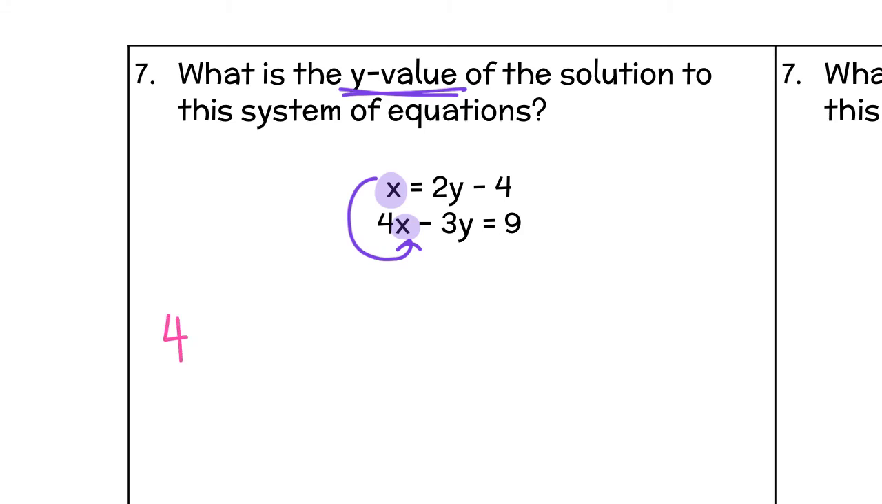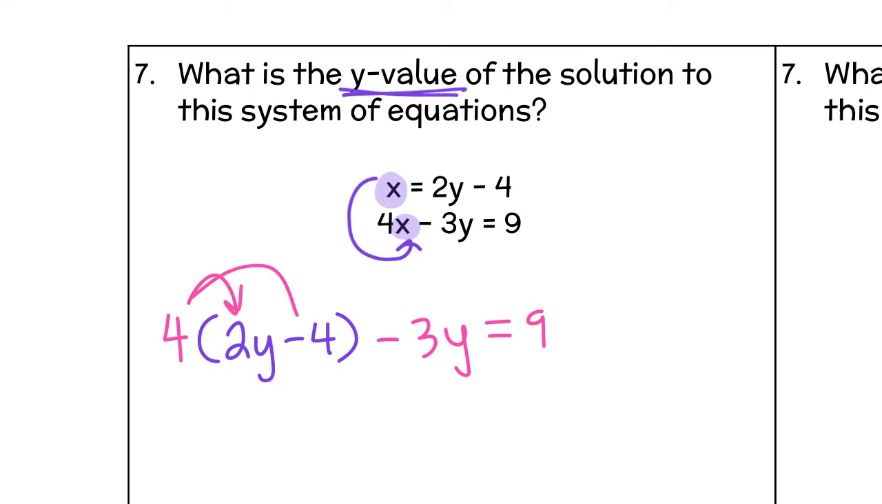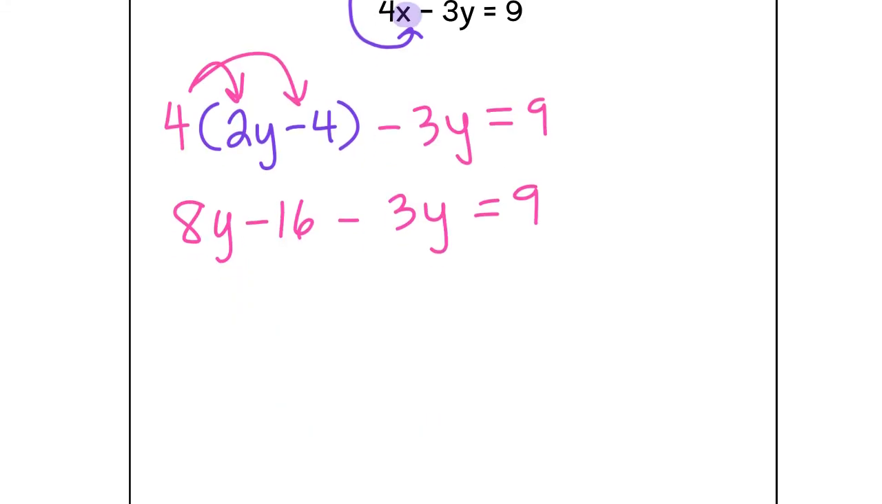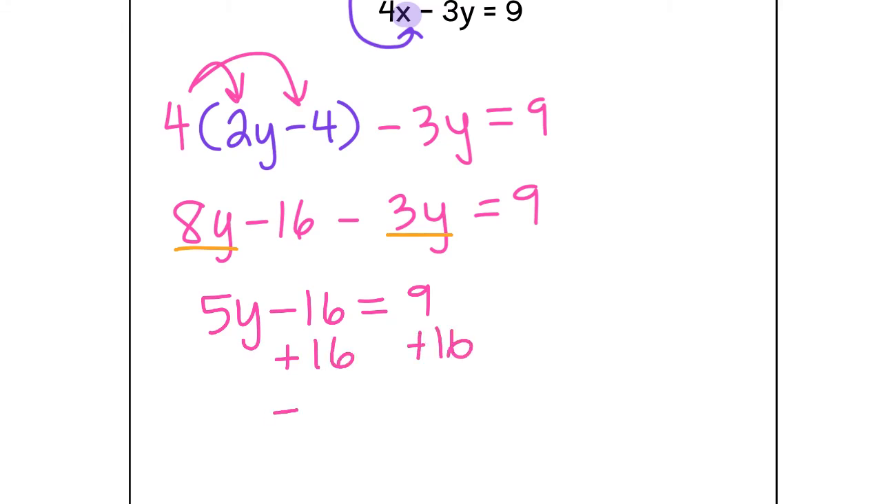So 4 times 2y minus 4, minus 3y equals 9. Now let's continue solving. 4 needs to get multiplied into both things, so that becomes 8y minus 16. Let's combine our like terms. So 8 minus 3 is 5y. Let's move the 16. 5y equals 25. Divide by 5. So y equals 5.